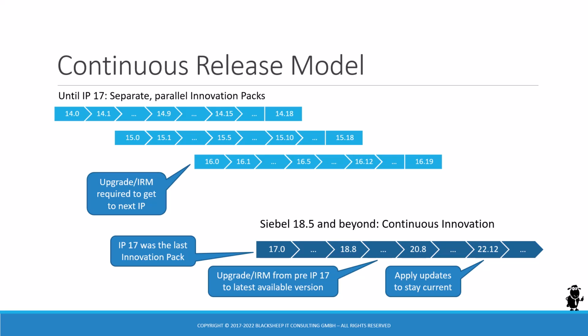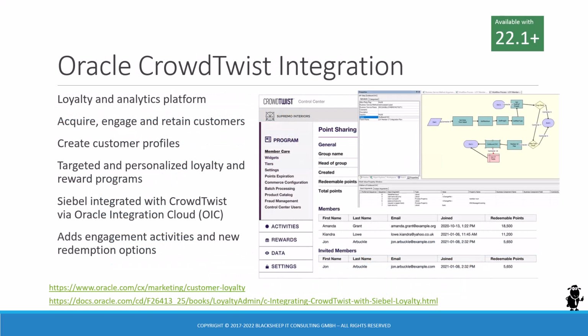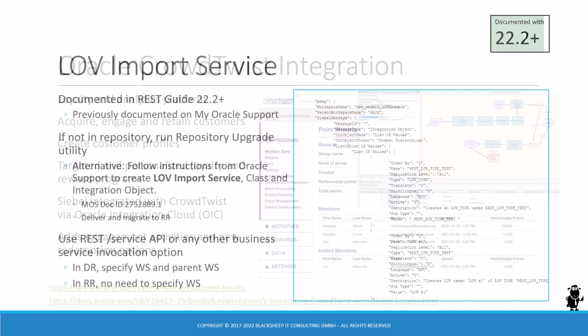And the 22 release was full to the brim with new features and enhancements. So let's dig into January. 22.1 saw, for example, the integration with CrowdTwist, an analytics and loyalty platform on Oracle Cloud. And we will see more Oracle Cloud integrations in this presentation.